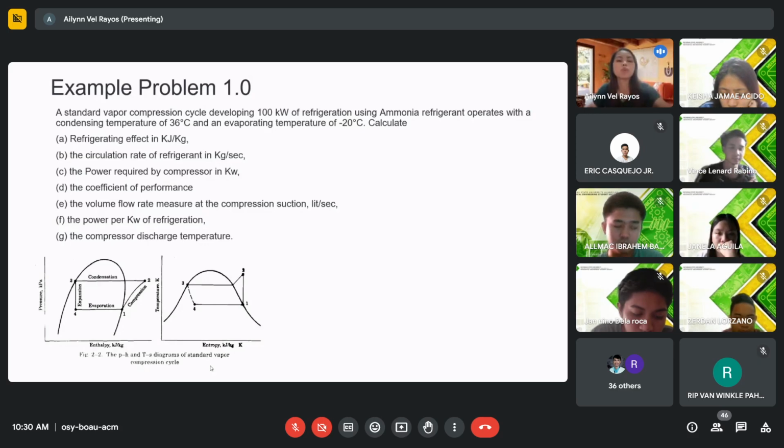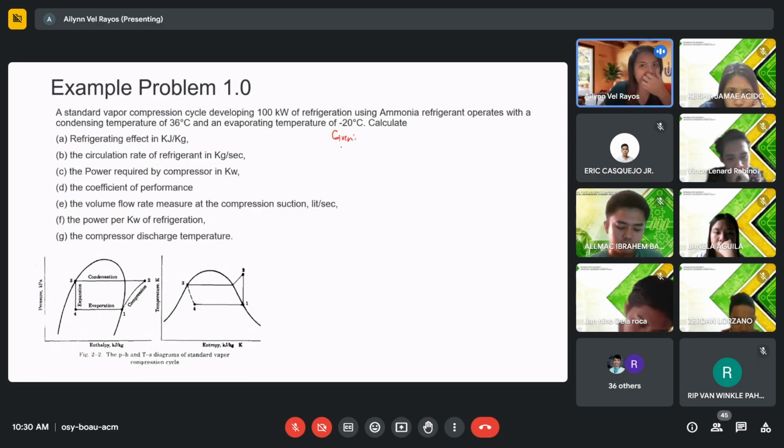Okay. So, as you may recall from what we discussed earlier, getting the refrigerating effect, work, and heat rejected is a function of enthalpy. Meaning, you must get the enthalpy at each of the state points. Are we clear on that? So, our problem starts with the given.